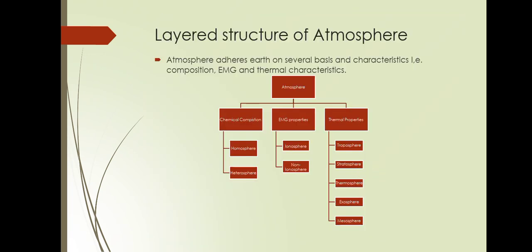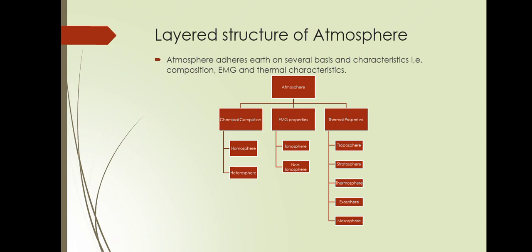So moving towards the main topic, the layered structure of the atmosphere. We have covered the composition of the atmosphere. Now, the three-layered structure of the atmosphere is based on several characteristics: chemical composition, then electromagnetic properties, and the third one is thermal characteristics. So the atmosphere is the main branch, and then come the three branches: chemical, electromagnetic, and thermal.